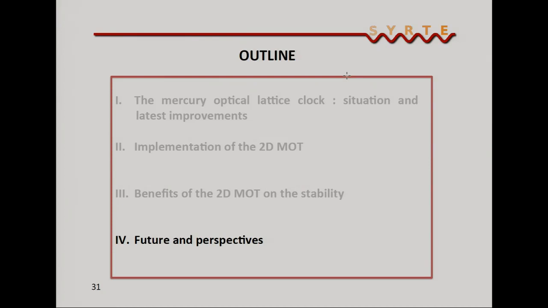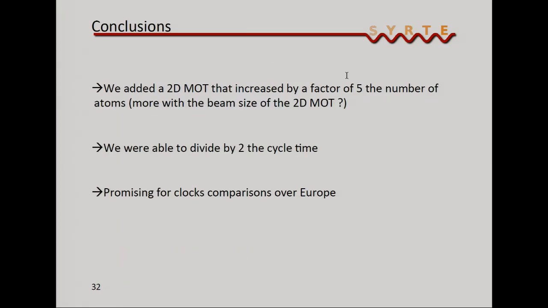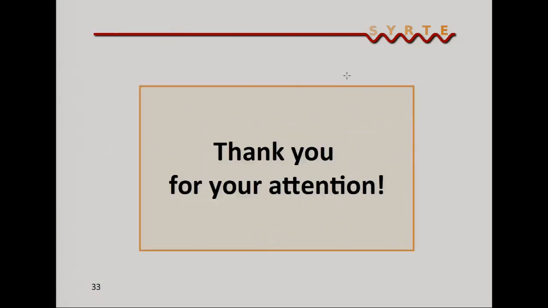So to conclude, we added a 2D MOT that increased by a factor of 5 the number of atoms, maybe more if we manage to work on the beam size of the 2D MOT. We're able to divide the cycle time by 2, and this new stability configuration is promising for comparisons of clocks over Europe. And with that, I thank you for your attention.